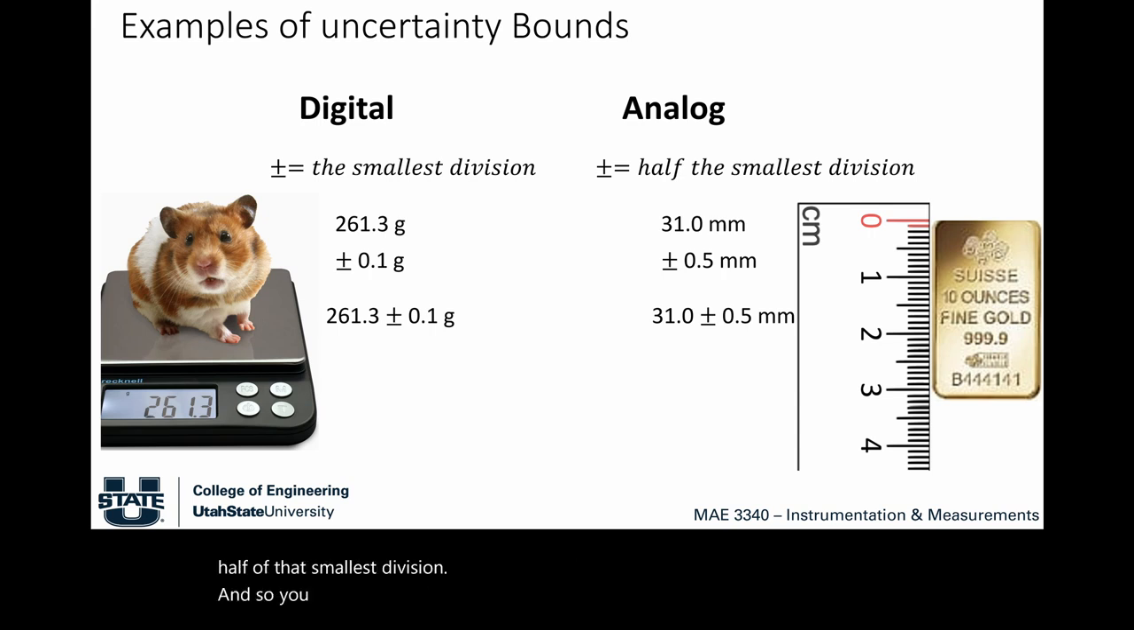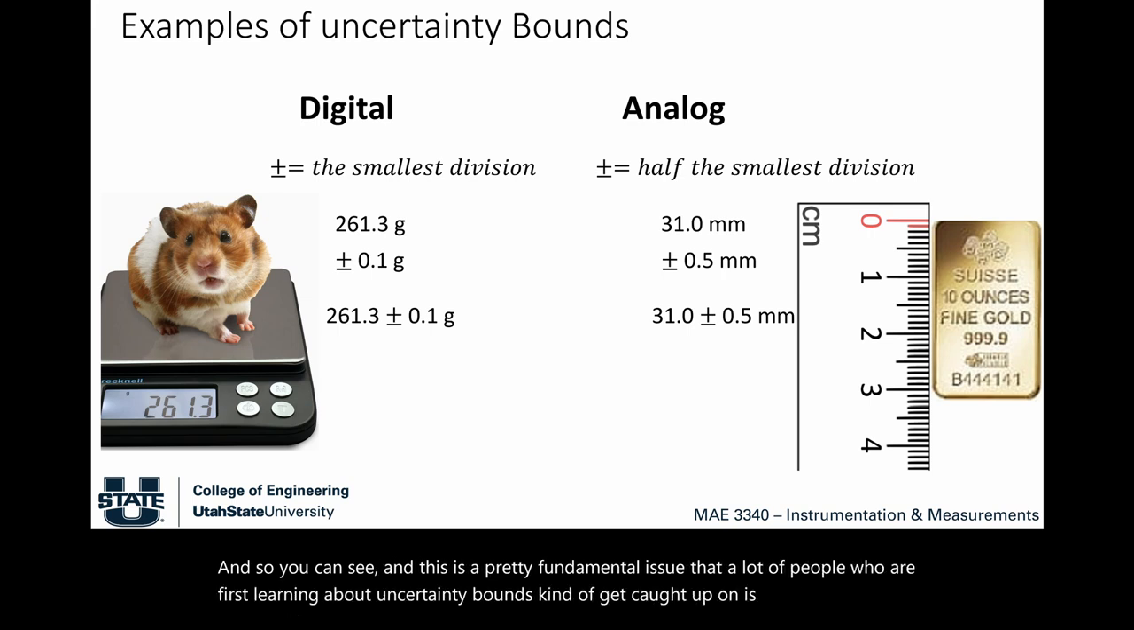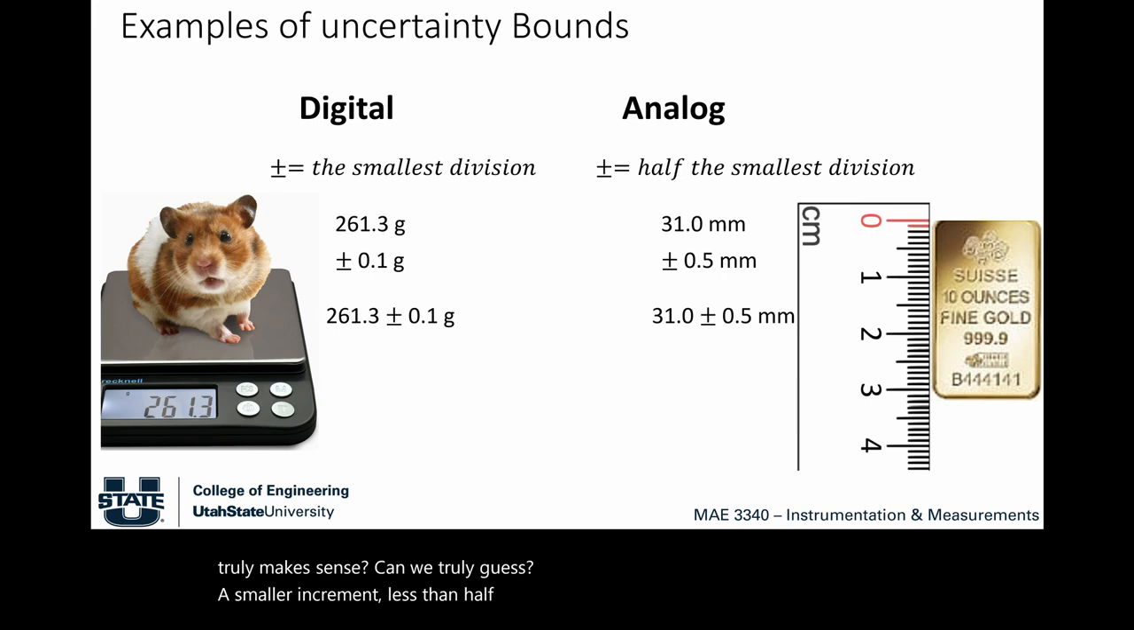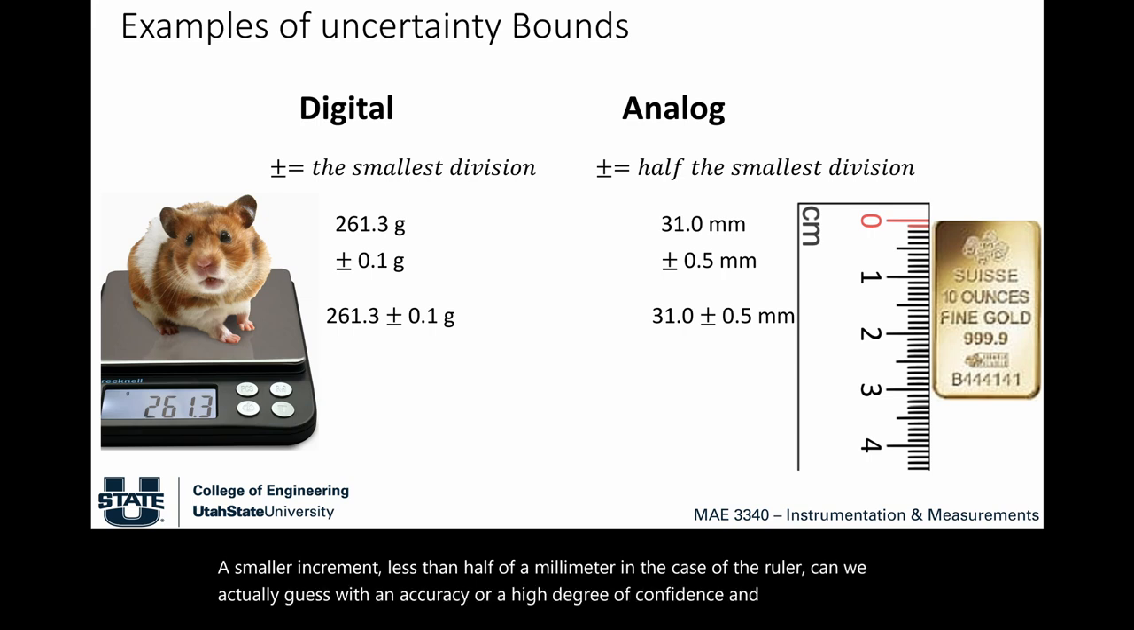And so you can see, and this is a pretty fundamental issue that a lot of people who are first learning about uncertainty bounds kind of get caught up on, is because there's a lot of different scenarios. So you kind of have to look at each scenario and say, what truly makes sense? Can we truly guess a smaller increment, less than half of a millimeter in the case of the ruler? Can we actually guess with an accuracy or a high degree of confidence? And the answer is usually probably not.